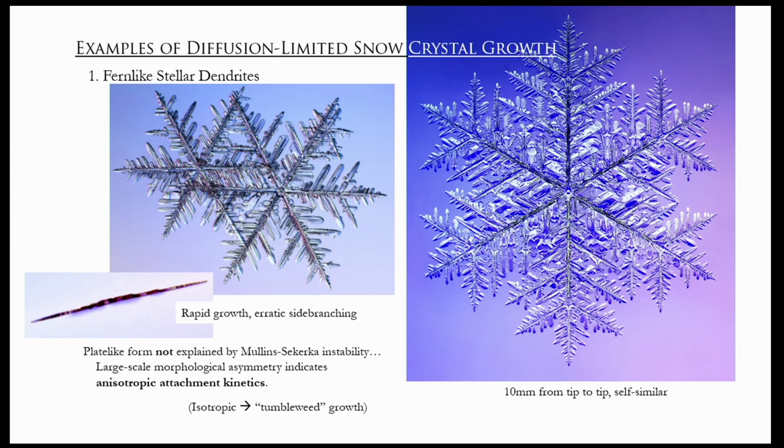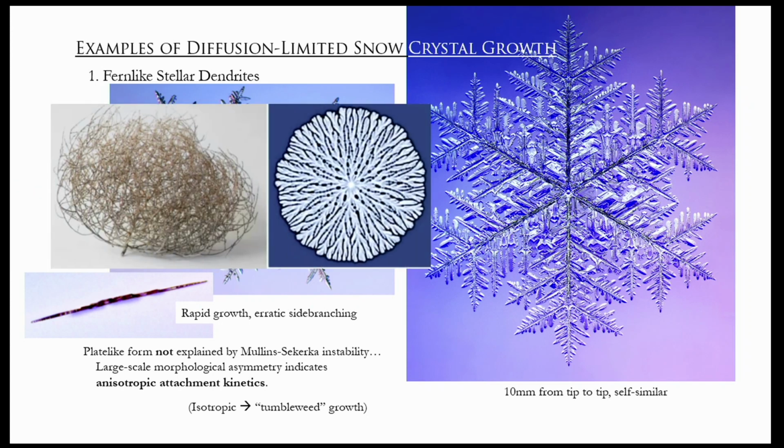But diffusion limited growth does not explain the flatness. You cannot make a plate with diffusion limited growth. If you have isotropic attachment kinetics, you always get a round structure, a seaweed structure, a tumbleweed structure. The only way to get a flat structure or a needle structure is to have anisotropic attachment kinetics. So that's just a rule.